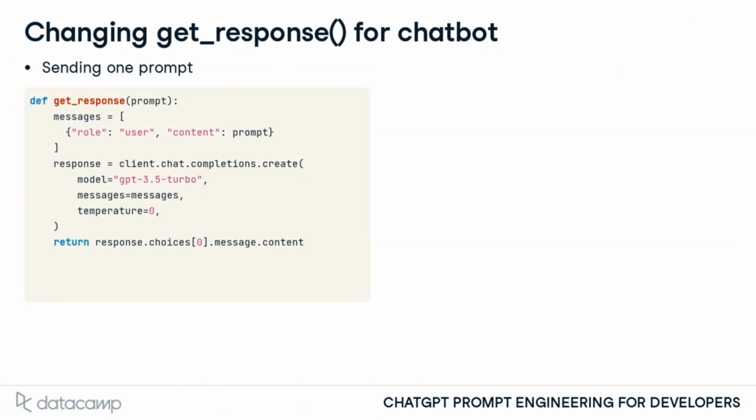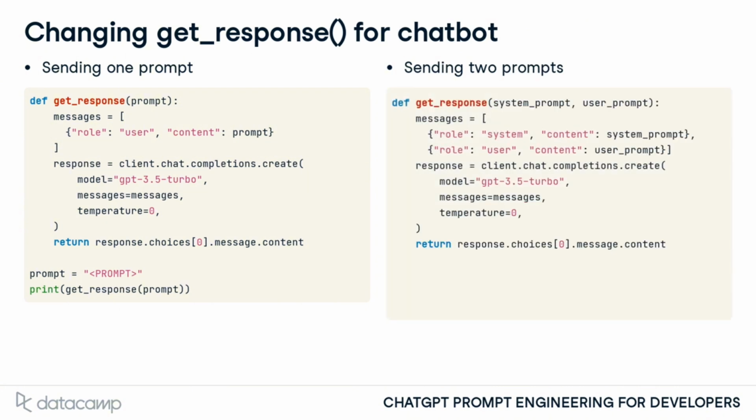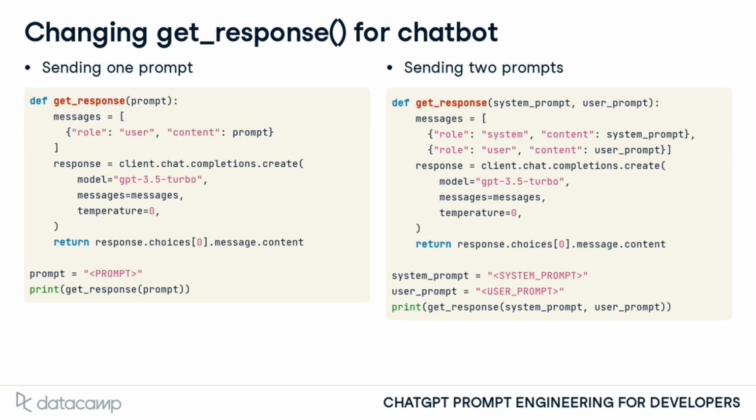Previously, we wrapped code into the getResponse function for a single prompt. Now, we will modify it to receive 2 prompts, a system and a user prompt. We will have to pass 2 messages to the function whenever we call it.